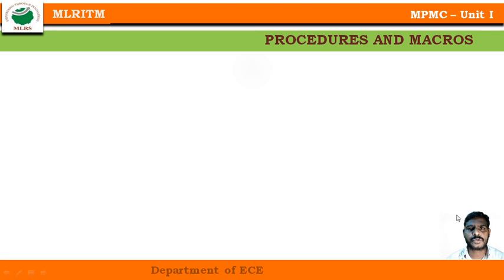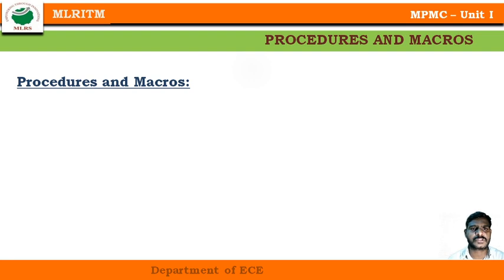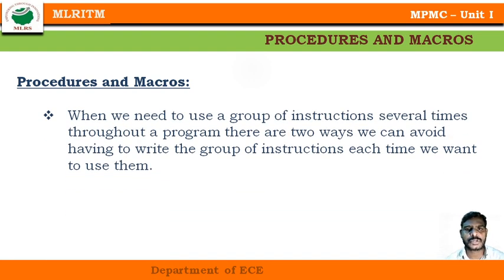So what exactly are procedures and macros? When we need to use a group of instructions several times throughout a program, there are two ways we can avoid writing the group of instructions each and every time. For example, if I want to calculate the average of 6 subjects for 100 students, it is not required to write the addition of all 6 subjects for each and every student.